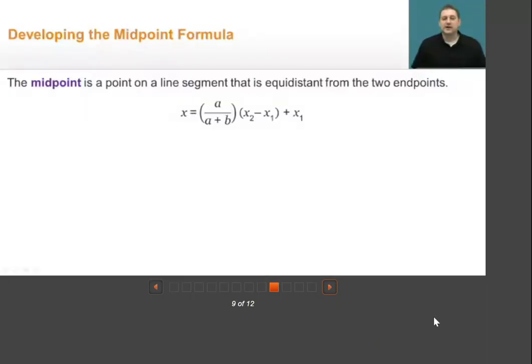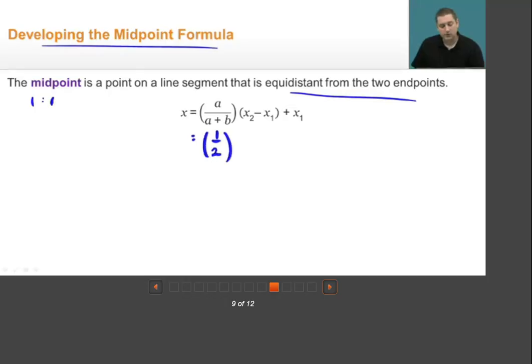Let's use our knowledge of the section formulas in partitioning a line segment in order to develop a midpoint formula. Now, the midpoint is the point on a line segment that's equidistant from the 2 points. It means it gives us a ratio 1:1. Well, if we identify an a value of 1 and a b value of 1 from this case, we can plug that into our formula for x, and what that gives us is 1/(1 + 1), or 1/2.